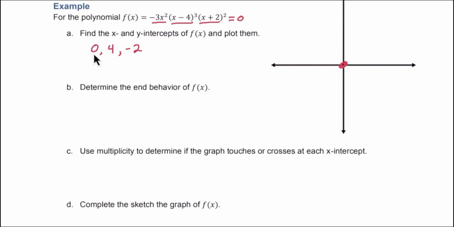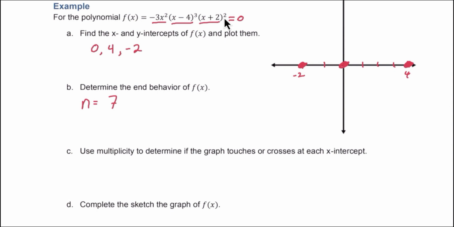So we have 0, -2, and 1, 2, 3, 4. Up next, we'll look at end behavior. First, to do that, we look at the degree. The degree of this polynomial is 2, 3, 4, 5, 6, 7. Adding up those multiplicities, those powers, we get 7, which is odd.